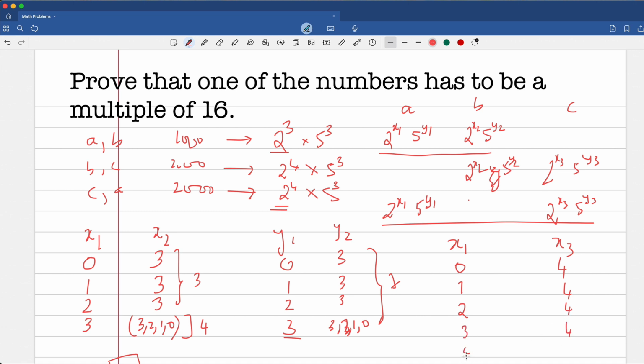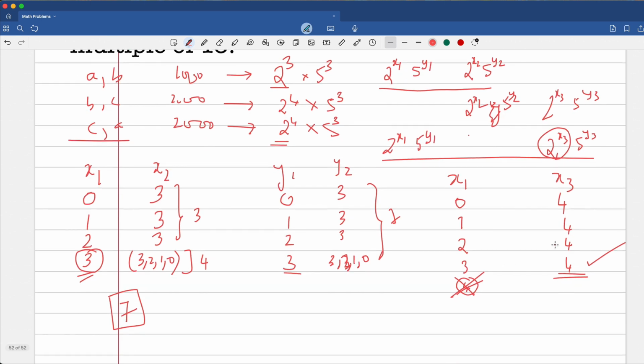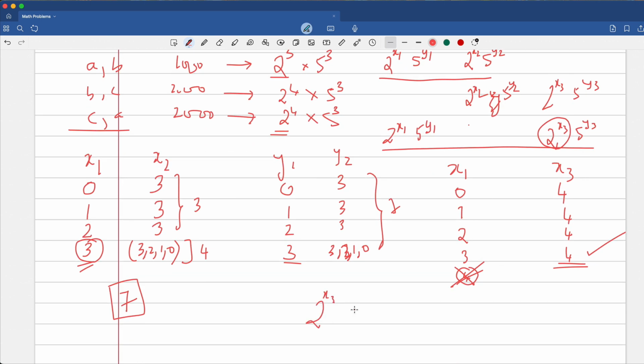Can x1 be 4? Yeah, I mean, if you were to look only at C in isolation, then x1 can be 4. But remember, for the previous one to work, the maximum that x1 can go to is 3, not 4. Which means 3 is the maximum that it can reach, and therefore you can conclude that x3 has to be 4 no matter what. Because x3 is the sole contributor to this LCM becoming 2000. So 2 to the power x3 has to be 2 to the power 4, which means that's nothing but 16, right? 2 to the power 4 is 16.